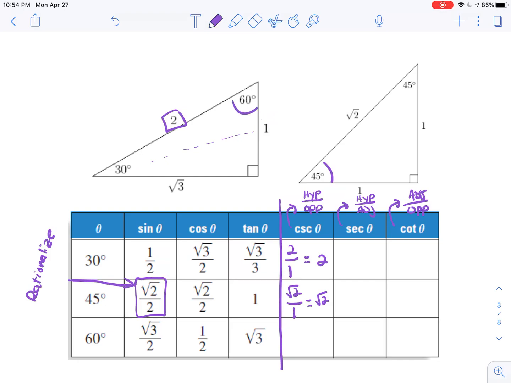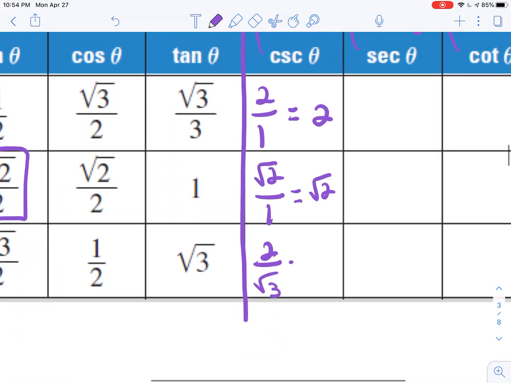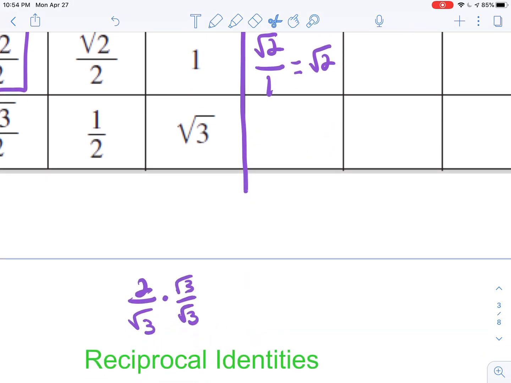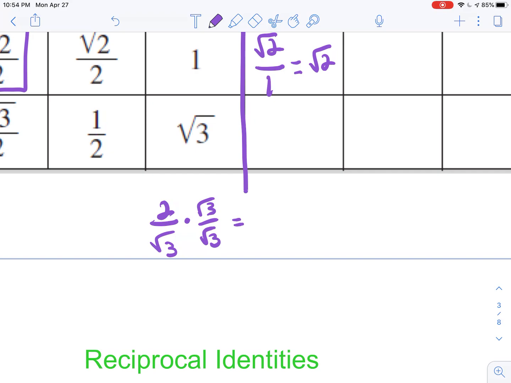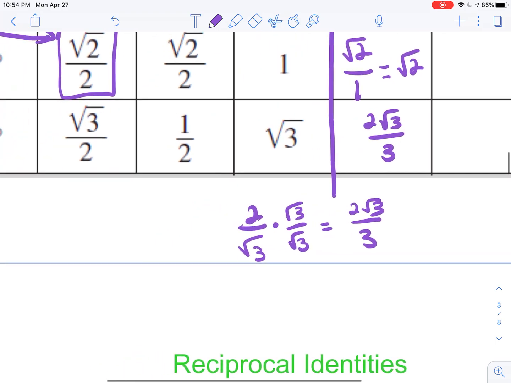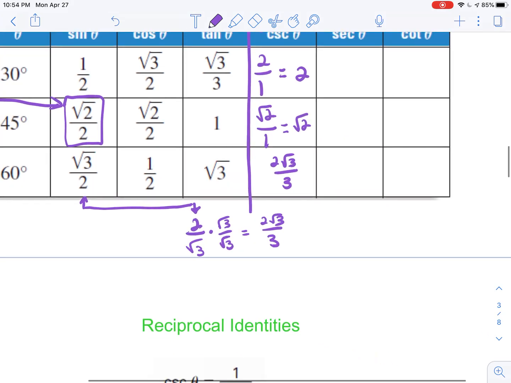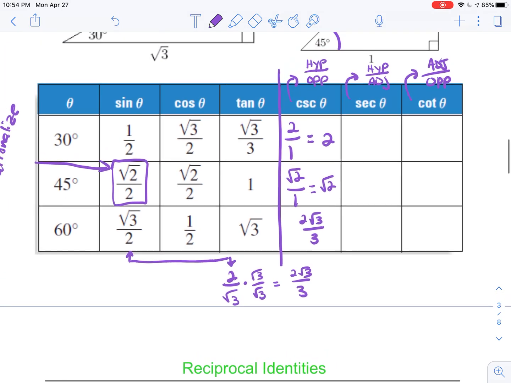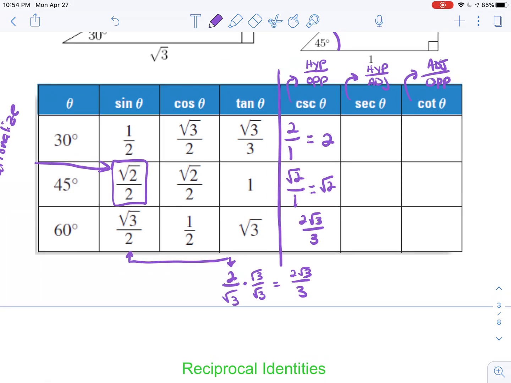Okay? What about 60 degrees? So we go back to this triangle. Looking at 60, we want our hypotenuse, which is still 2, over our opposite, which is radical 3. We have a radical in our denominator, so we must rationalize. So I'm going to just take this out of here. This is equal to 2 radical 3 over 3. Now, if we look back at the original, before we rationalize, it is a reciprocal of what we see in that chart. So that's what I mean about when it's rationalized. It may not look like it's a reciprocal, but it definitely is.